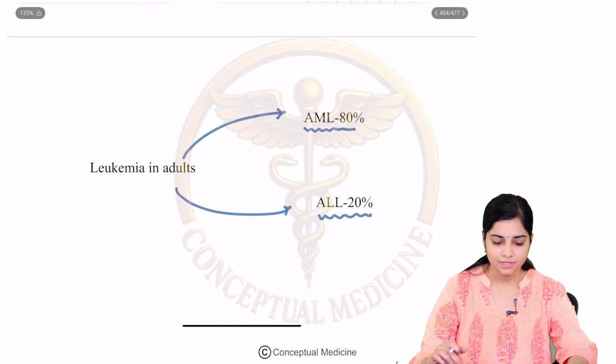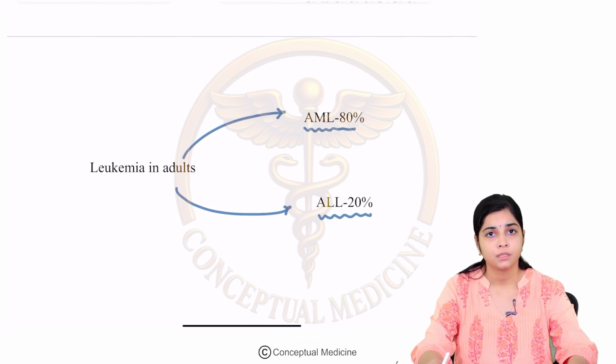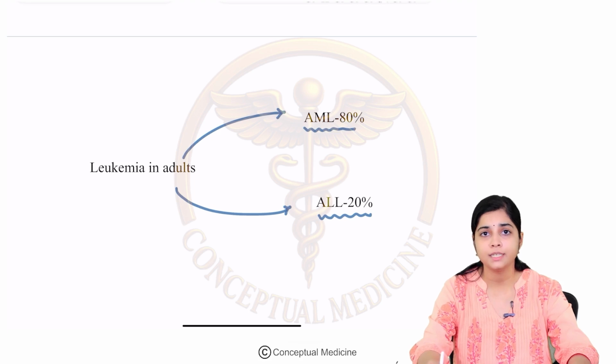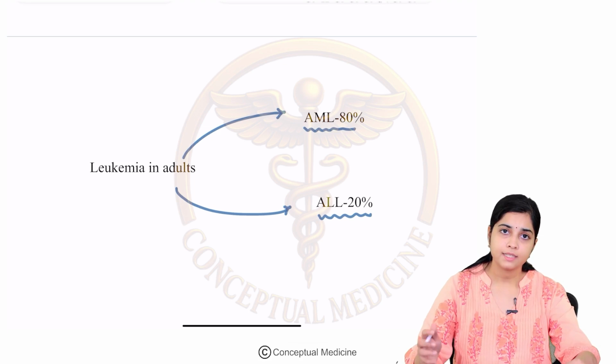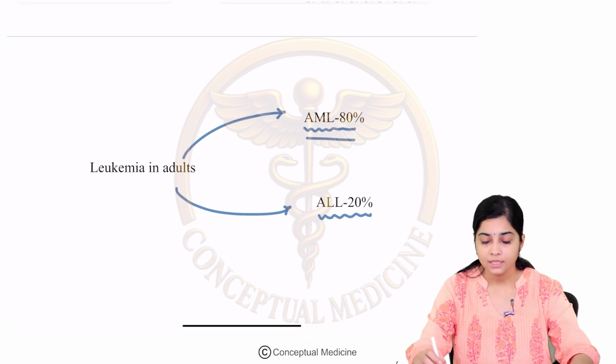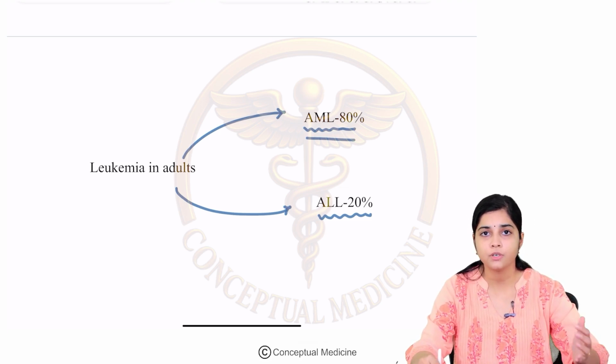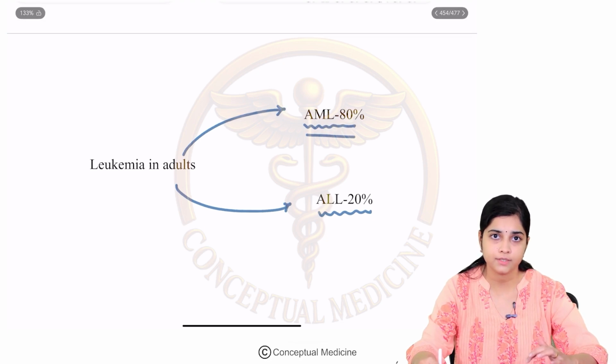Whenever we speak about leukemia in adults, what exactly is leukemia? Leukemia refers to the malignancy of the blood where there is a clonal proliferation of the WBC and WBC precursors in the bone marrow, and then it spills over to the blood and can involve other organs as well. In adults, 80% of the cases are acute myeloid leukemias and 20% of the cases are ALL, which is acute lymphoblastic leukemias.